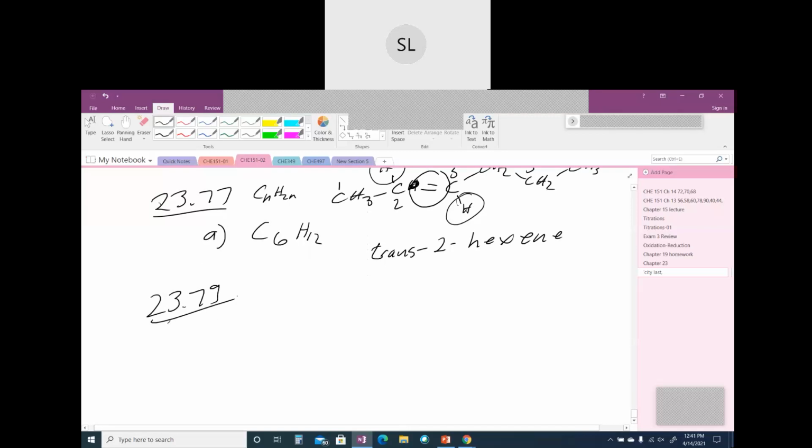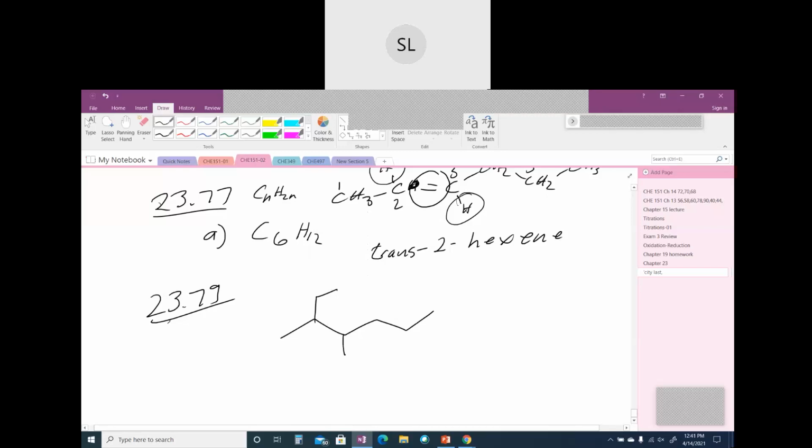You encounter a hydrocarbon with the name 2-ethyl-3-methylhexane. So we can draw that. 1, 2, 3, 4, 5, 6 carbons. Off of carbon 2, you've got an ethyl. Off of carbon 3, you've got a methyl.